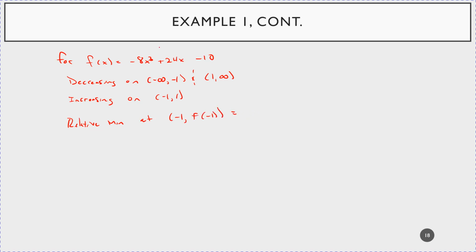And just to save a little time, I believe when you plug -1 into this, you get -24 plus 8 minus 10. So you'll end up getting -36, I believe. And then it has a relative max at 1 comma f of 1. Well, if you plug in f of 1, you get -8 minus 10 is -18 plus 24. So you get 1 comma 6.